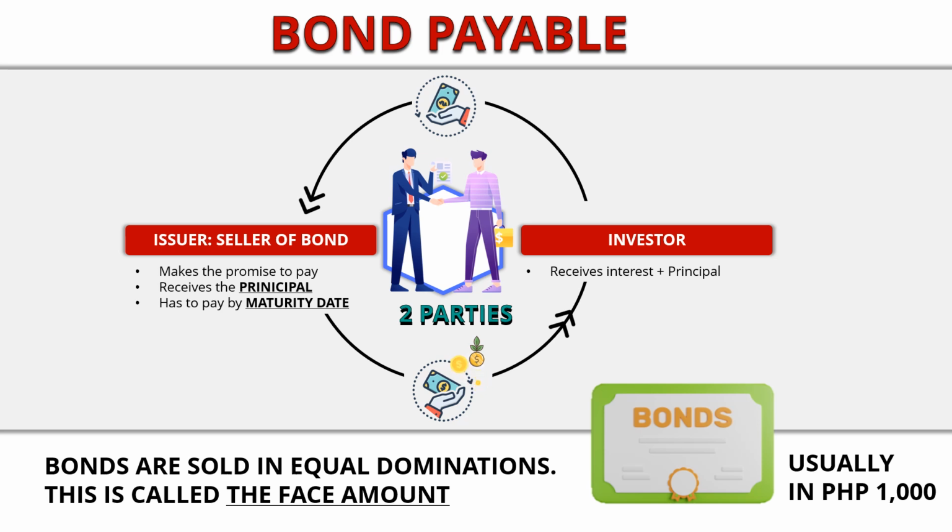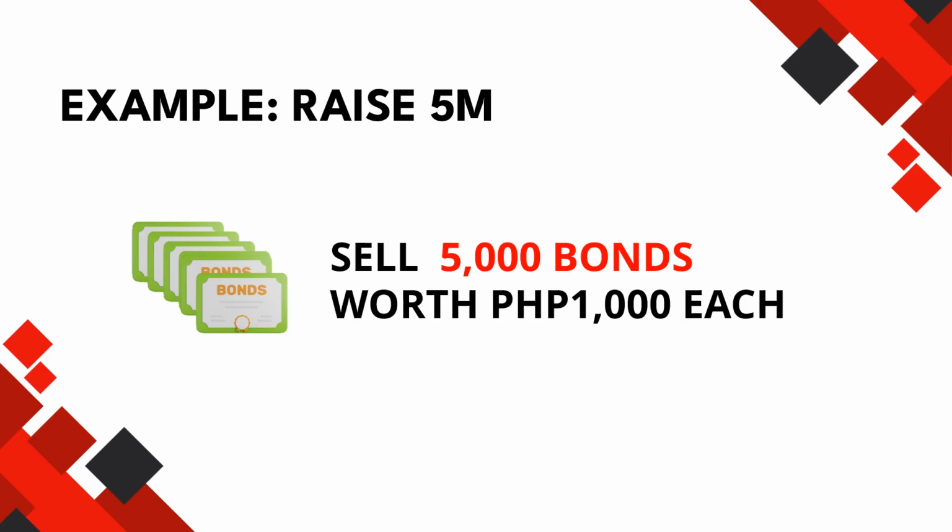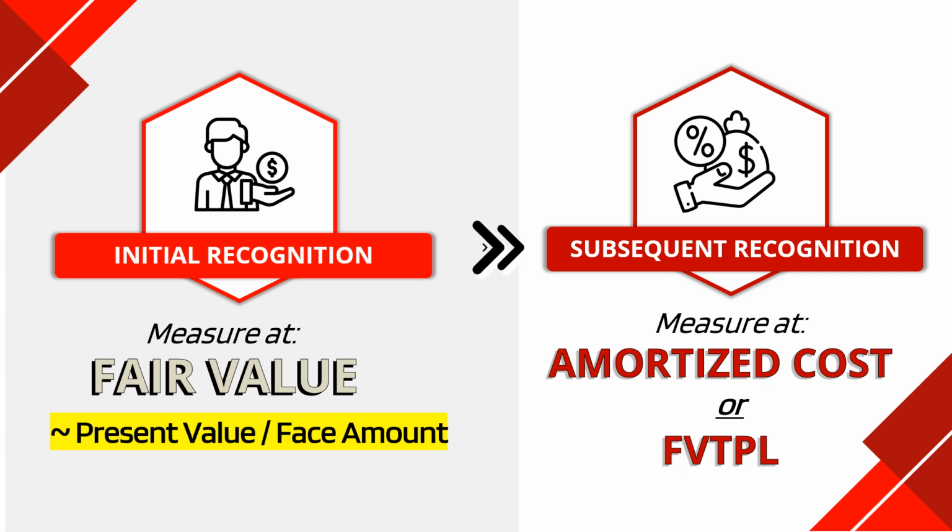One thing to note is that bonds are sold in equal denominations, and this is called the face amount. Usually it's by 1,000 pesos, but sometimes it's by 10,000 pesos. So to practice this, if I want to raise 5 million and the face amount of bonds is 1,000 pesos each, what I'll have to do is sell 5,000 of those 1,000 peso bond coupons, right? So 5,000 times 1,000 is 5 million.